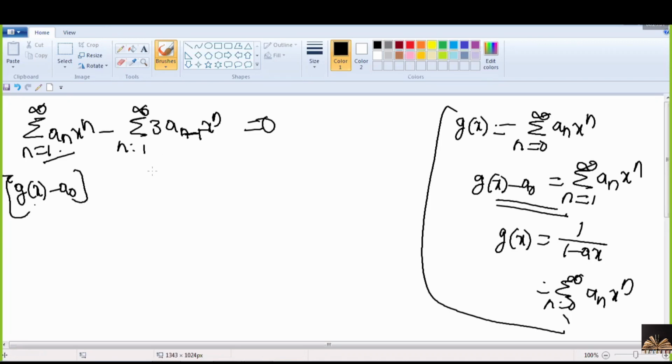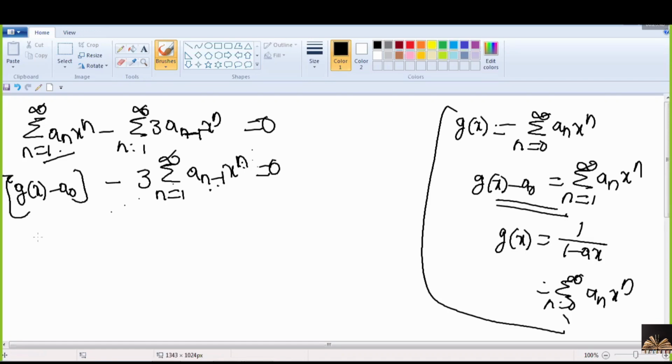Now in the third term, you can take 3 out of this summation, and it becomes summation n equal to 1 to infinity a_(n-1) x^n equal to 0. But according to the definition of g(x), whatever is there in the power, the same suffix should be there. But here the power and suffix are different. If power and suffix both are the same, then only you can apply this generating function formula, right? So you need to change this power. You need to make this n into n minus 1.